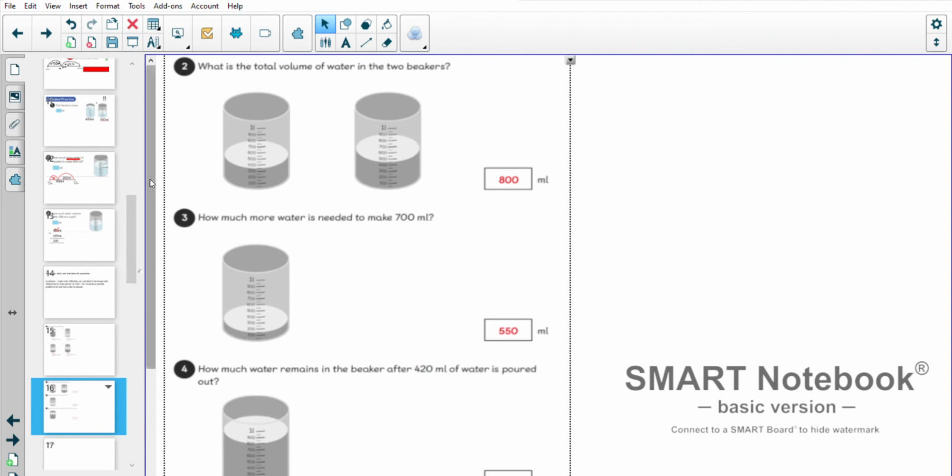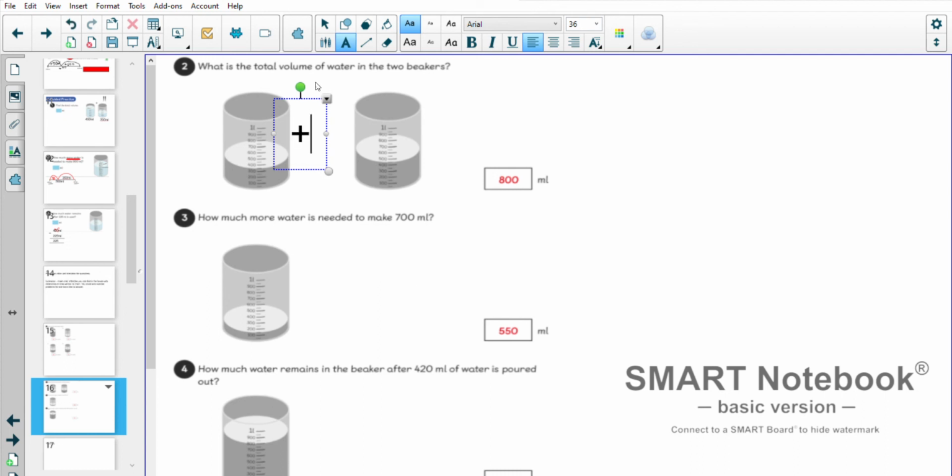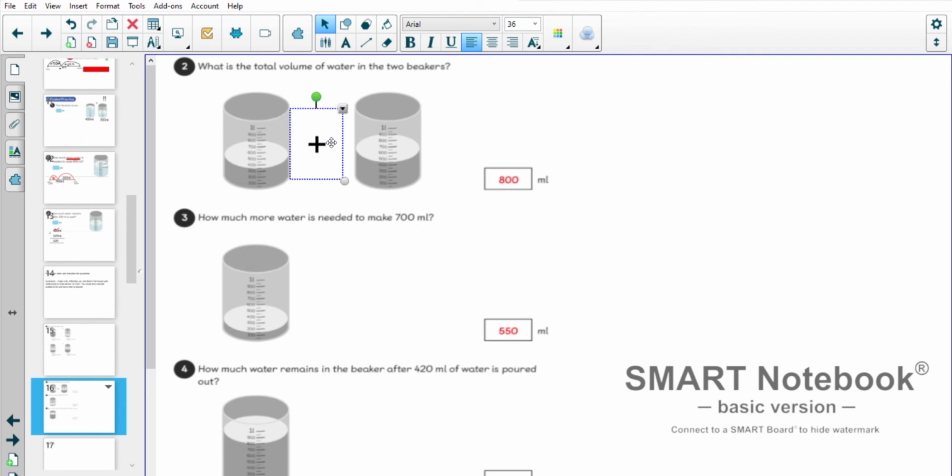And for question 2, it wanted the total volume. So you wanted to add these together. So you could have done a formal method, you could have done a number line, you could have just added the hundreds and then the tens and then the ones. Number 3, how much more water, so counting up to 700, or you could have taken away, you could have done 700, take away 150, and your answer is 550.